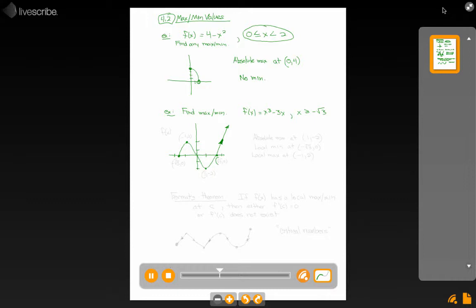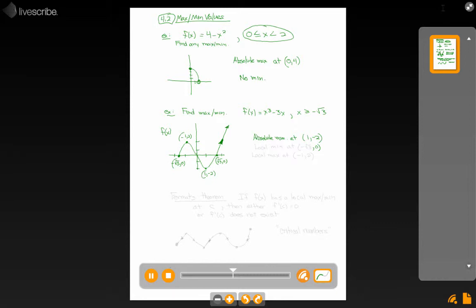So we have ourselves a graph that looks something like this, and we have some points here. This one is negative 1 comma 2, this is negative root 3 comma 0, this is 1 negative 2, and this is root 3 comma 0. And as far as finding max min is concerned, we have a few things to look at. We have an absolute minimum at the point 1, negative 2, because this graph never goes below that. The lowest value of this function is negative 2.